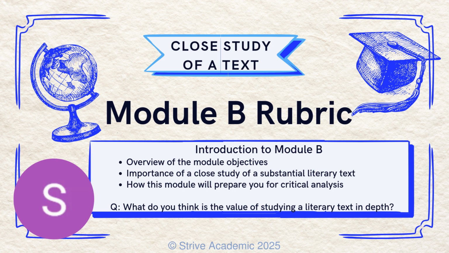So the about or the content or the topic of this rubric, close study of a text, is that it is a study of a substantial literary text. So that's the focus here. What is a substantial literary text? Why is that text that has been selected for you to study considered substantial, and going from there. And I'll take you through the details of that in a couple of moments.